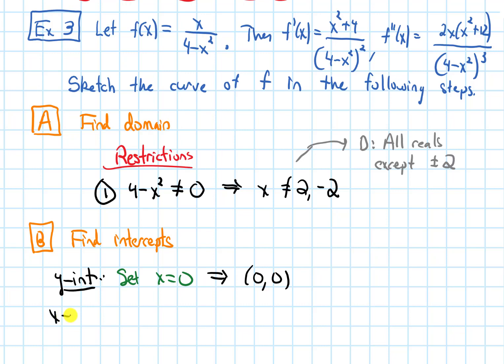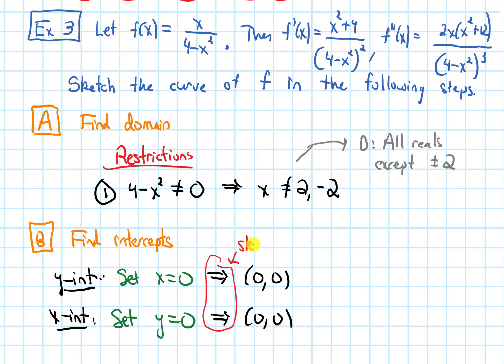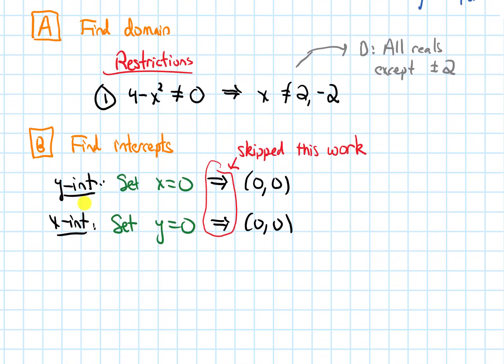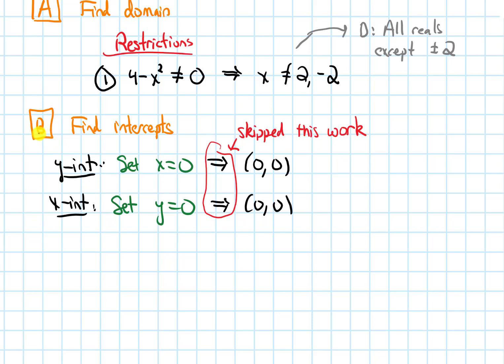For the x-intercept, we set the y value equal to 0. If you set the y value equal to 0 and solve the resulting equation, you'll get x equals 0 as well. So the x-intercept is also (0, 0). I skipped some steps here. Okay, let's move on to the next step. When you do problems like this, I definitely want you to demonstrate that work to me. It's just quick, which is why I'm skipping it for the purposes of the video.